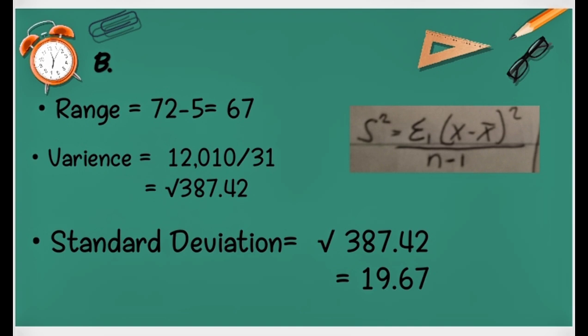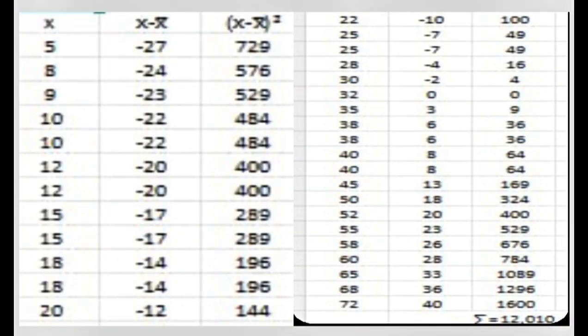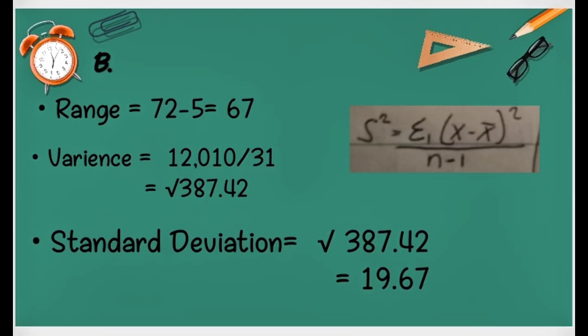Next, the variance. We need to calculate first the mean deviation, and here our mean deviation amounted to 12,010. As you can see in the formula of variance, the standard deviation squared equals the sum of x minus x bar squared, so our variance is 387.42. And our standard deviation is 19.67. We just need to get the square root of the variance.